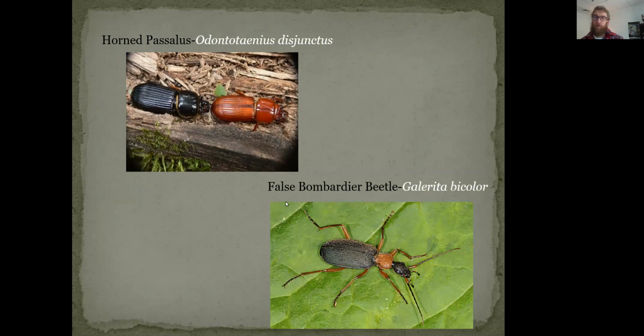And then the false bombarder beetle. These guys are very common. You turn over a couple logs, you'll probably find at least one running away from you. They do secrete a chemical, but they don't actually spray it at you, so that's why they're the false bombarder beetle.